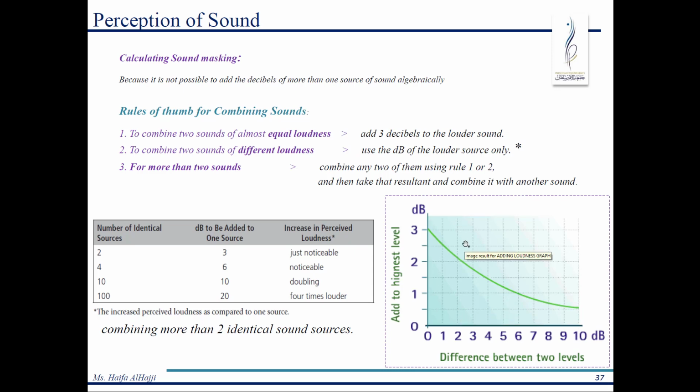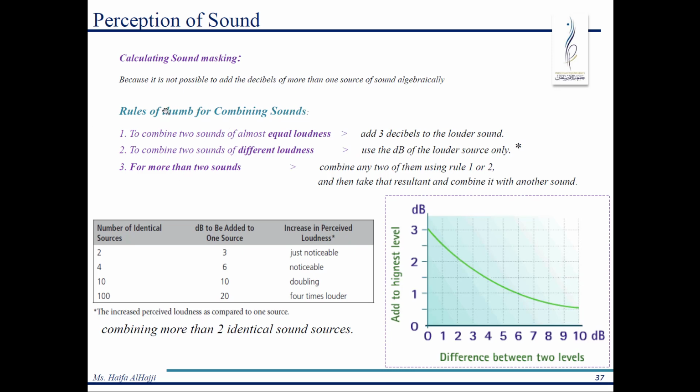Now, if they were very close to each other, they would affect each other. They would increase the loudness. For example, if I have 2 identical sounds, the difference between them is 0, so I'm going to add 3 decibels to their loudness. If the difference is 1, I'm going to add 2.5. If I have, for example, a 5, then I'm going to add 1. 1 is not something you would notice. Actually, anything below 3 is not something you would notice. That's why, with the whole graph thing, you just don't have to use it. We will use these rules of thumb.